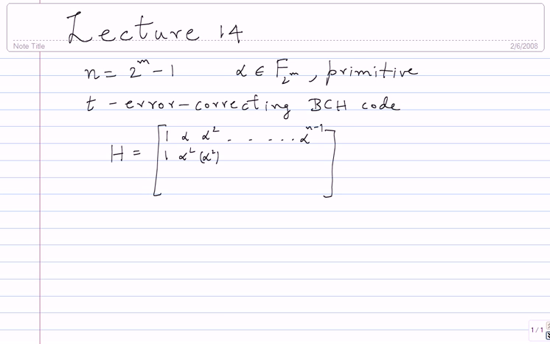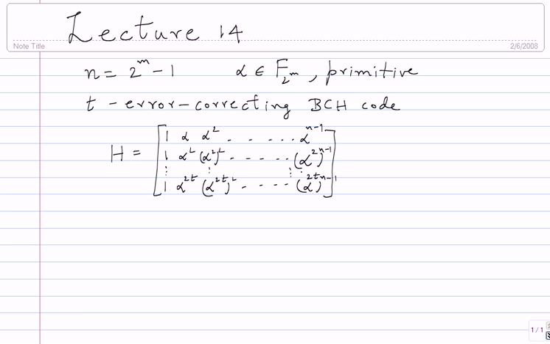alpha squared, and alpha to the power, let me write it carefully. Alpha squared raised to the power n minus 1. So on till what power do I have to go? d minus 1 or 2t. In this case, think of it as 2t, because technically you don't know what d is, right? You only have a bound for d. So alpha^(2t) is what we can say for sure. And then alpha^(2t) squared, so on till alpha^(2t) raised to the power n minus 1.